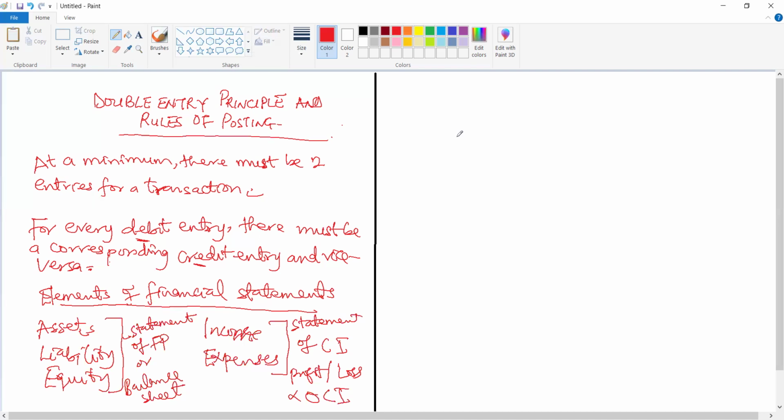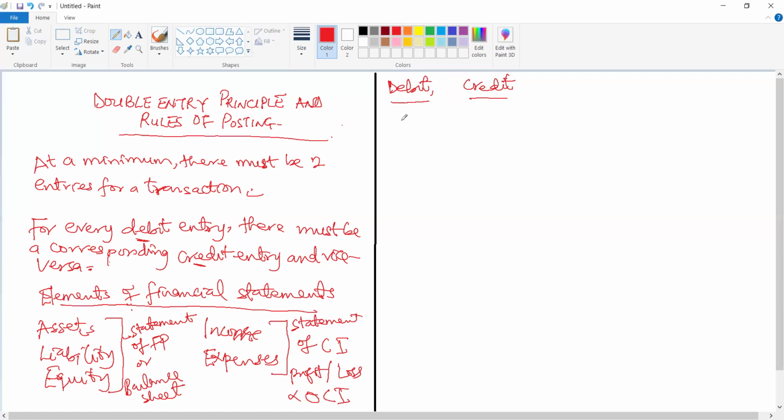And the rule of posting is now telling us that, when we are saying that for every debit entry, it means in our posting, when you have one debit, you must also have a credit for another item. You cannot have debit and debit for the same transaction. It's not possible. So now, from these elements of financial statements, which of them do we debit and which of them do we credit? We can debit them, we can debit all of these, we can also credit all of these, depending on the events that occur in the business.